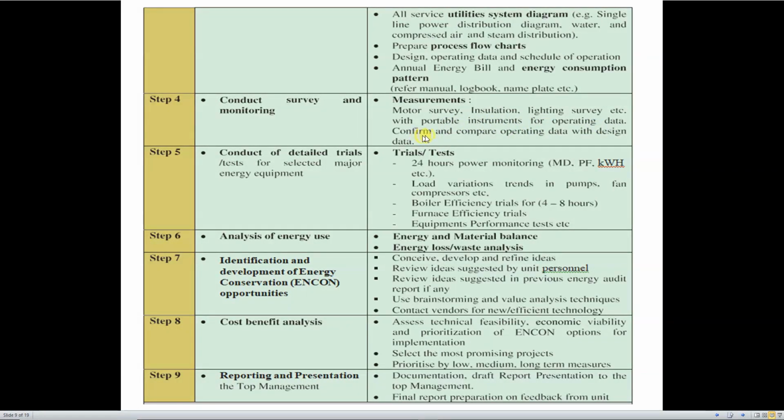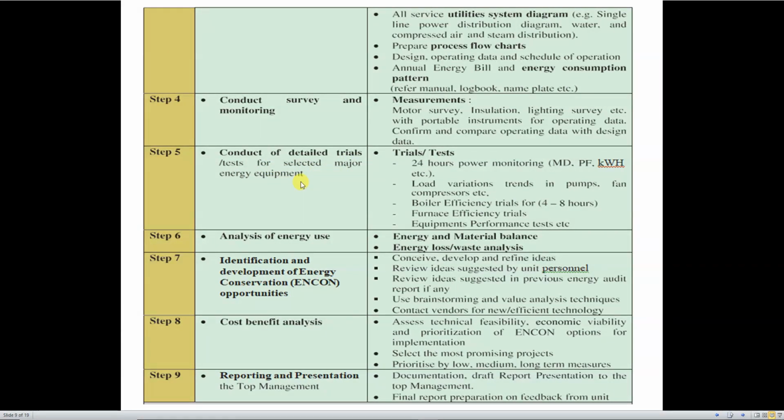Okay, then confirm and compare operating data with design data. Now this is a very important step. The things that we have designed in case of the audit should be compared with the operating data. Okay, and whatever the error will be, then we have to give the corrective measurements and corrective actions in order to minimize the error.